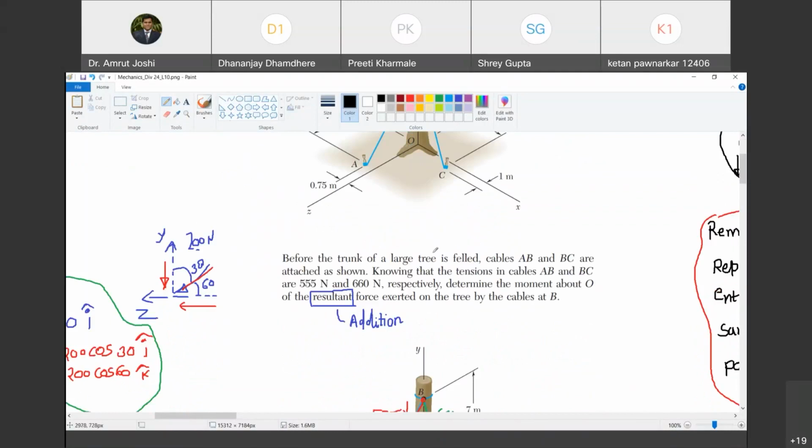Now, Arpita, can you read the problem for me? Yes, sir. Before the trunk of a large tree is felled, cables AB and BC are attached as shown. Knowing that the tensions in cables AB and BC are 555 Newton and 660 Newton, respectively, determine the moment about O of the resultant force exerted on the tree by the cables at B.